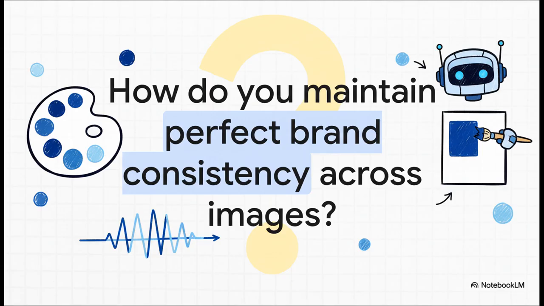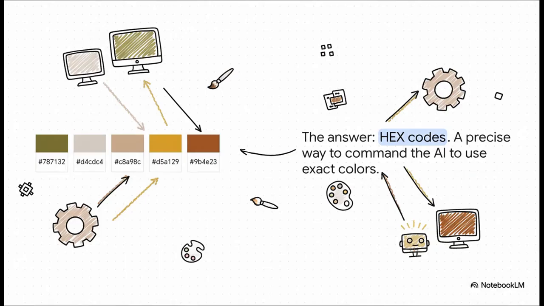Let's say your company's blue isn't just any blue, it's a very specific shade of blue. How do you guarantee the AI uses that exact color every single time? Just telling it light blue is never going to cut it. The answer? It's something called hex codes. Think of it as the universal language of color for computers. When you use a hex code, you're not just suggesting a color to the AI. Oh no, you are giving it a direct, non-negotiable command.